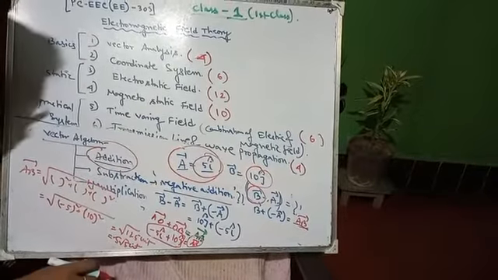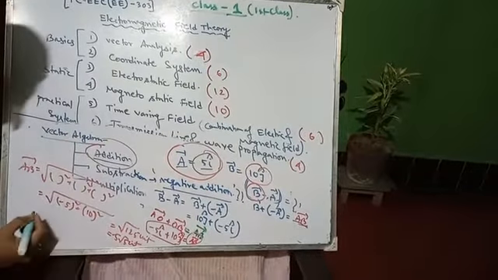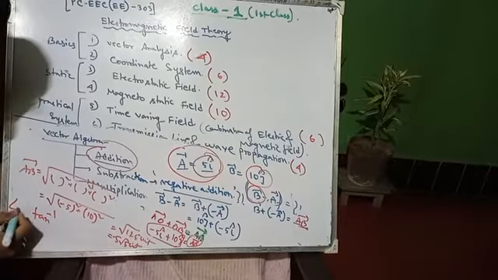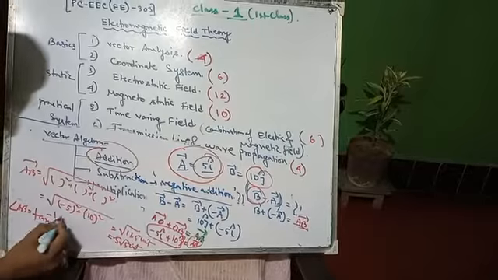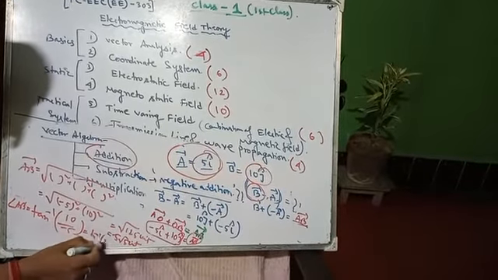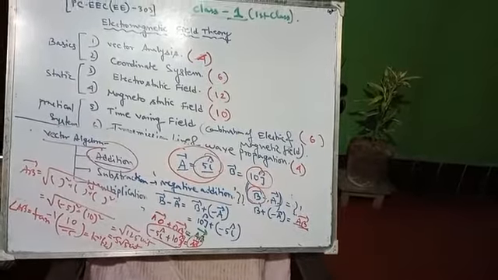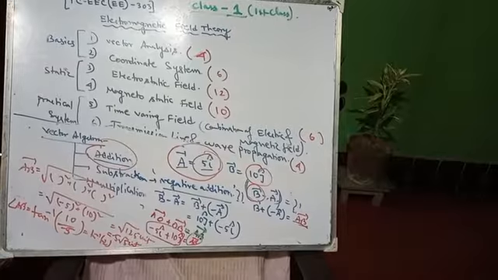But what is the difference between these two? Only the direction differs. So what is the direction? Direction of AB equals tan inverse of B by A, that is 10 by minus 5. It will be tan inverse minus 2.